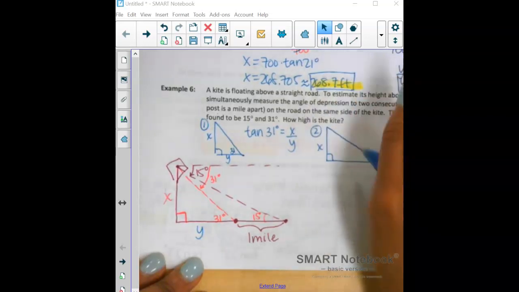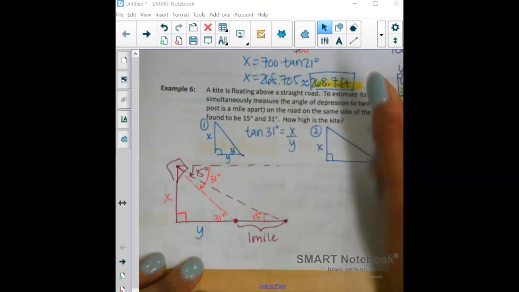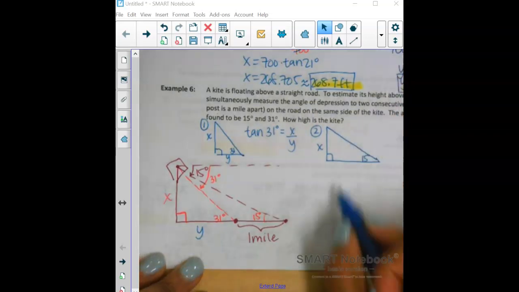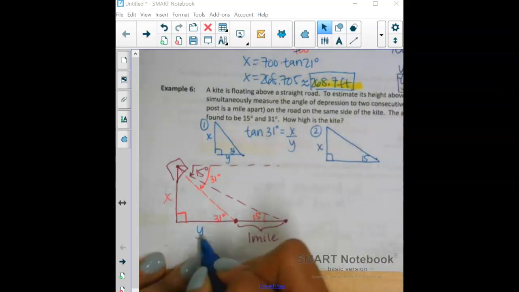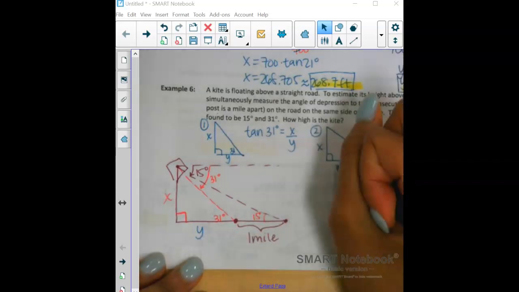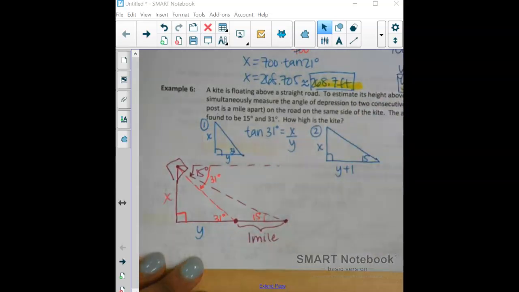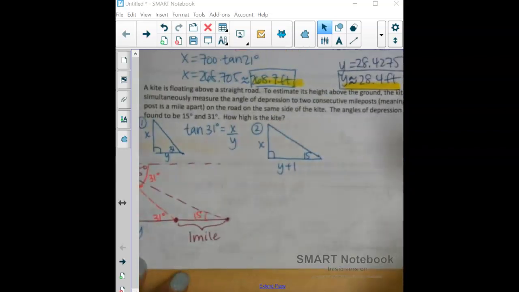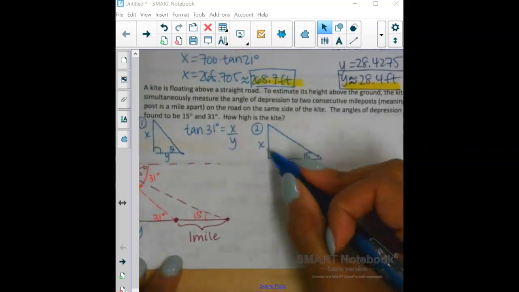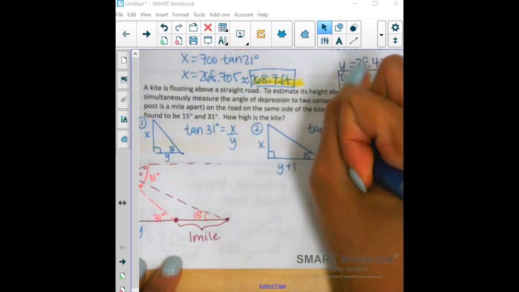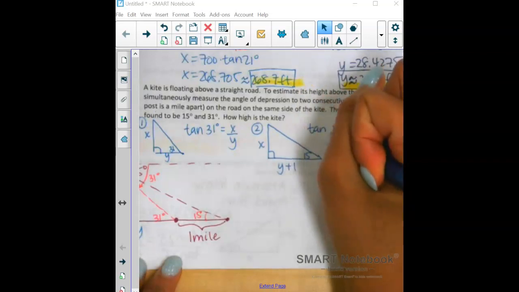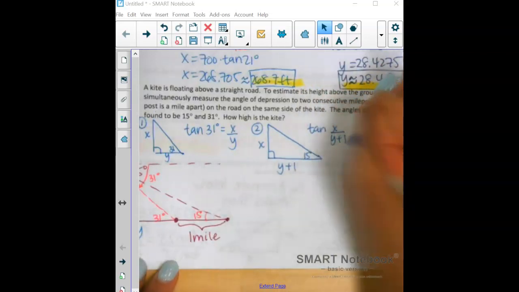This is x. This angle down here is going to be 15 degrees. And this length is not just 1. It's going to be y plus 1, because that's the entire length. Again, I have no hypotenuse, so I need to use tangent. So we're going to do tangent of x over y plus 1.